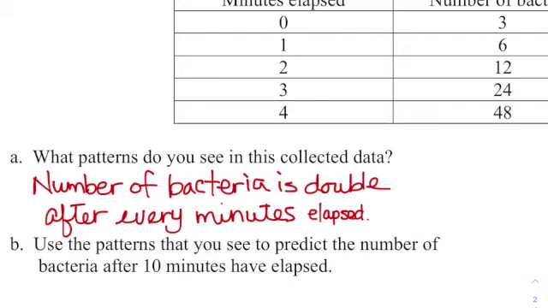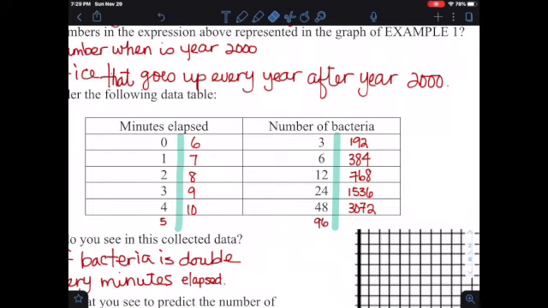B. Use the pattern that you see to predict the number of bacteria after 10 minutes. In this case, I'm going to pause it. You guys go ahead and write out the chart, just like what I did. If you need a little bit more space, you can use the other side of the column. But I'm going to just list 0 through 10 and then see what we got, okay?